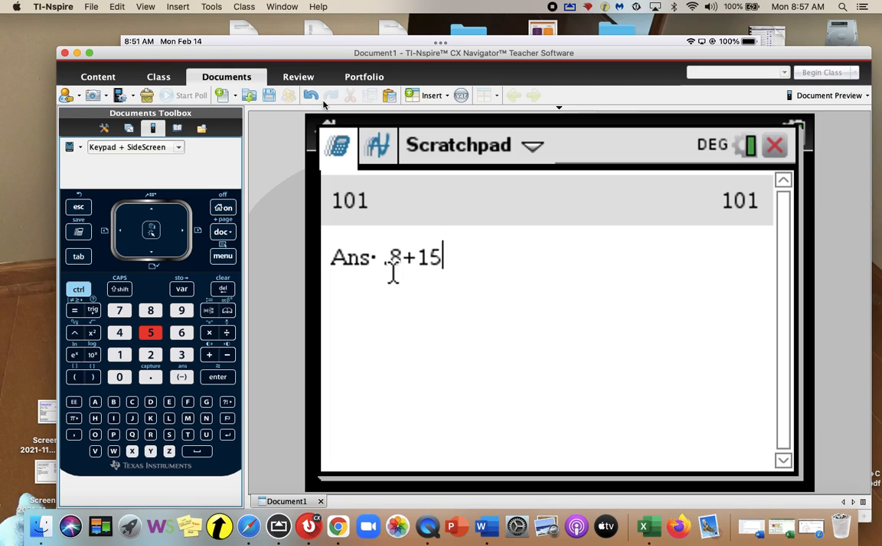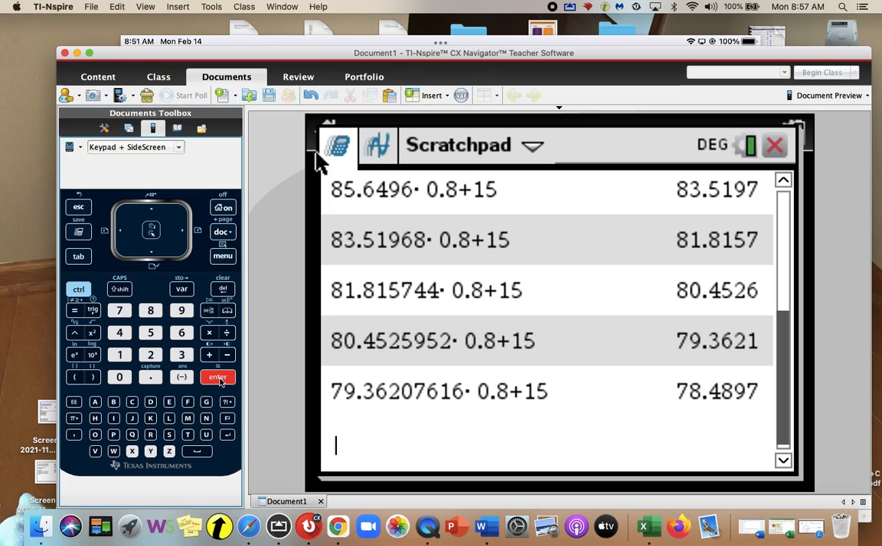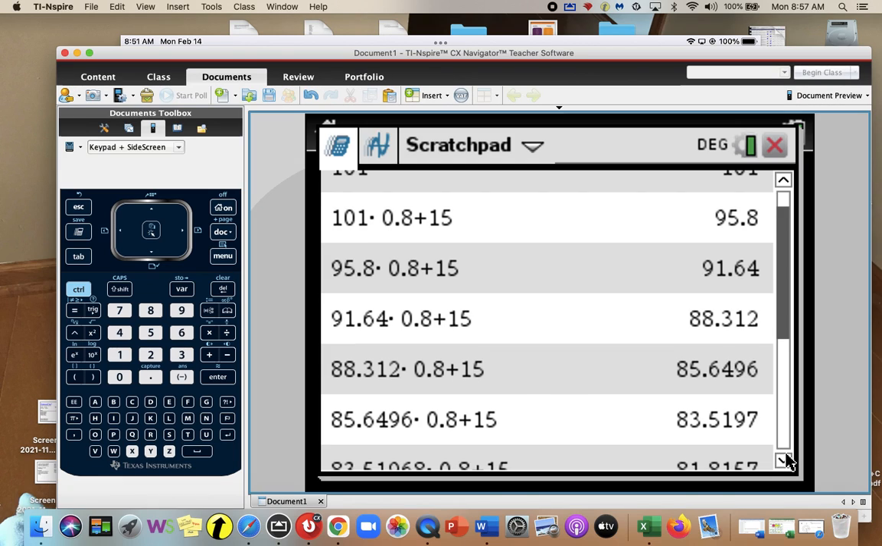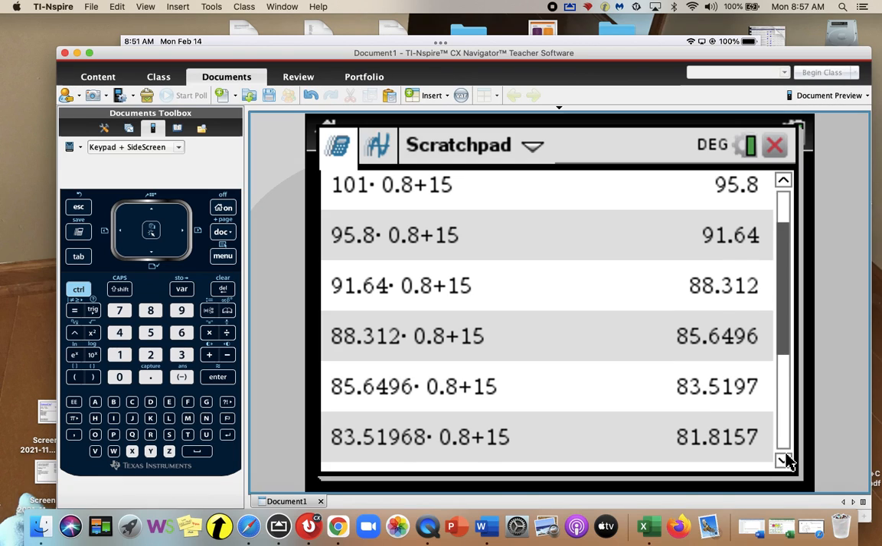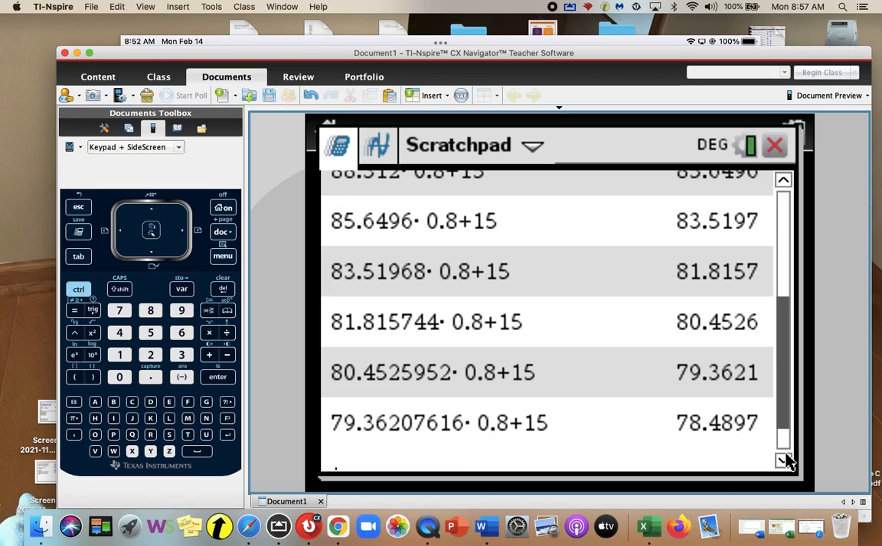And the question was, determine the temperature of the soup after 9 minutes. So this is the starting value. So after we hit enter, it's 1 minute. 2, 3, 4, 5, 6, 7, 8, 9. All right, so after 9 minutes, I'm getting a temperature of about 78.5 degrees. Let's just double check and make sure I counted that right. Can I go up? 1, 2, 3, 4, 5, 6, 7, 8, 9. Okay.